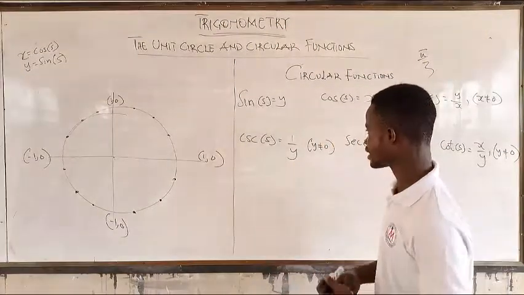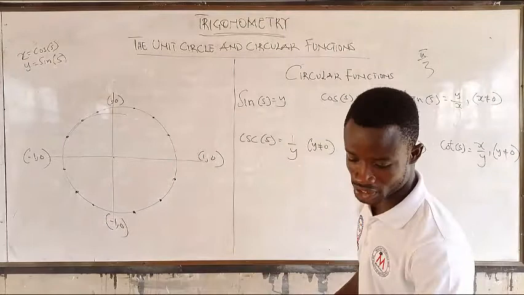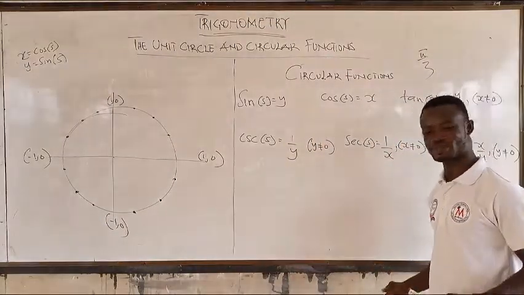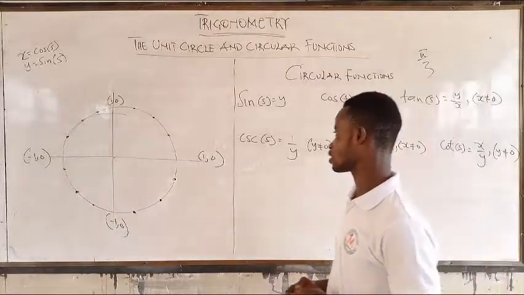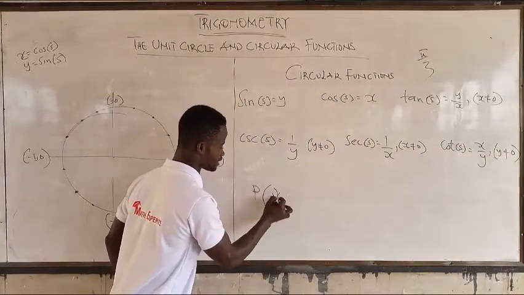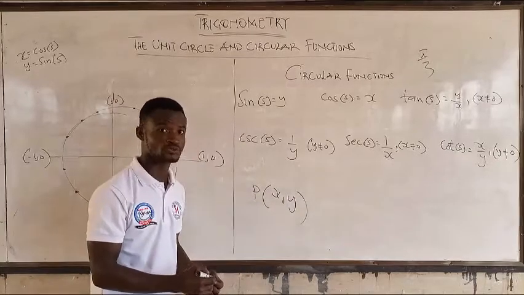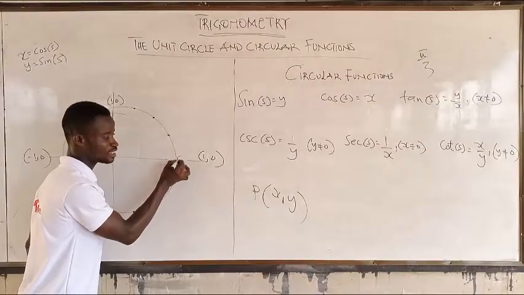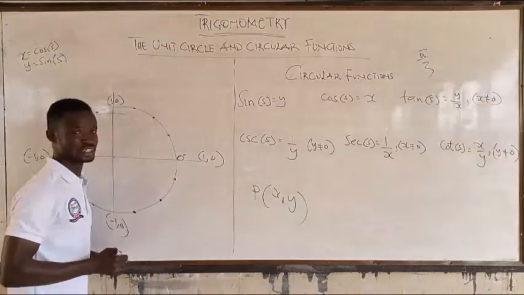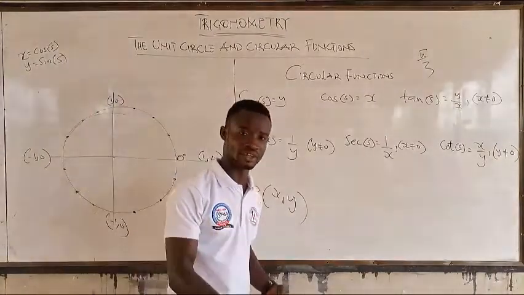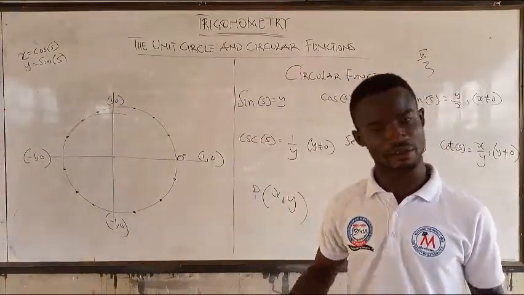Take your calculators. I would like you to take your calculators. I don't have one here right now, but please take your calculator and let's do something. We know that here the point is 1, 0. So if this is the starting point, that means that the initial angle there is 0 degrees. And 0 degrees in radians is 0.